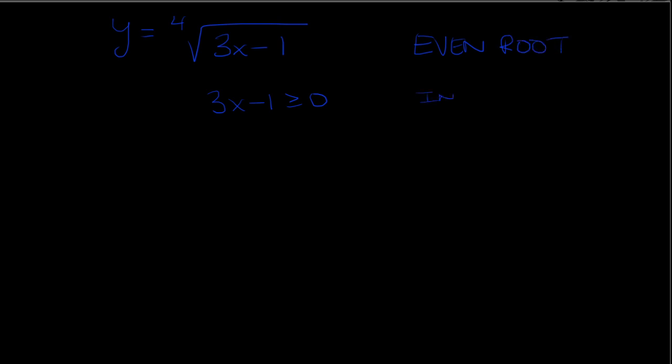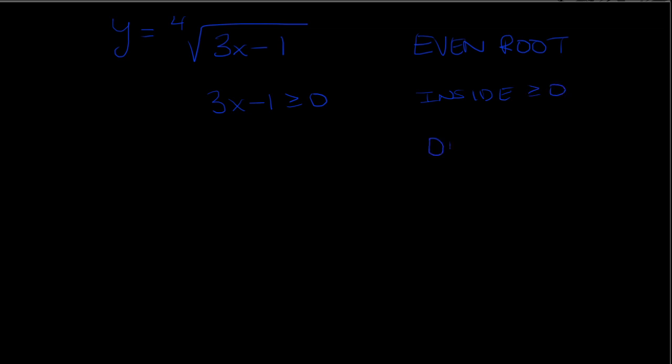Okay, so by now we should be comfortable with square roots, so let's look at a fourth root. So I take the fourth root of 3x minus 1. Here, because it's an even root, the same applies. So I want the inside to be greater than or equal to 0. So for any even root, we're always going to set the inside greater than or equal to 0.